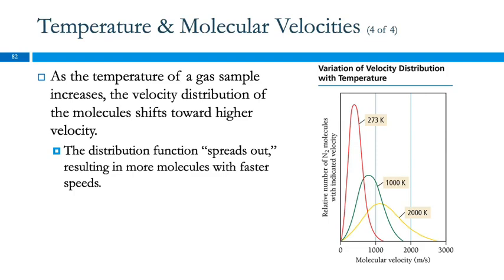If we increase the temperature of a gas sample, we see a similar effect. So here we're looking at a single gas at 273, 1,000, and 2,000 Kelvin. As you increase the temperature, the average velocity increases. And we can see that the main part of these peaks moves out to higher and higher velocities. But the peak also broadens out. The lower the temperature, the more uniform the velocities are, and so we'll get a more narrow distribution.